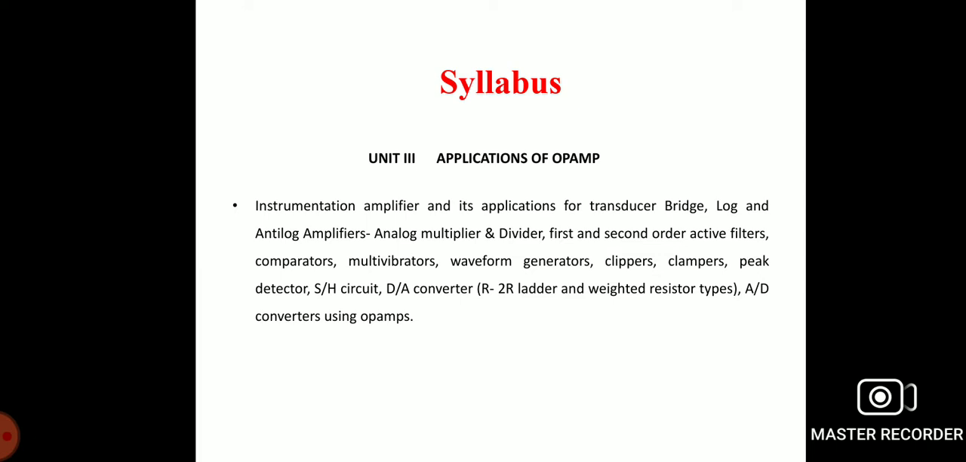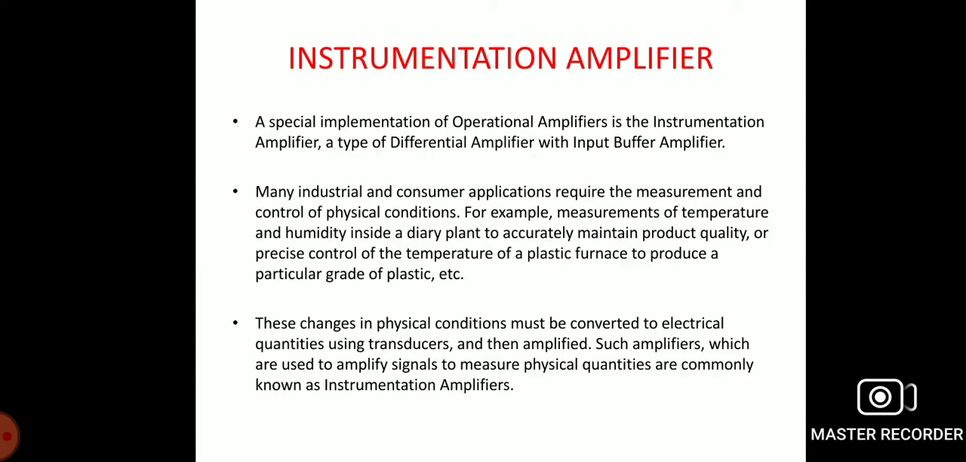Now, the first topic of instrumentation amplifier is a special implementation of operational amplifier. The instrumentation amplifier is a type of differential amplifier with input buffer amplifier. Many industrial and consumer applications require the measurement and control of physical conditions, for example, measurement of temperature and humidity inside a dairy plant to accurately maintain the product quality, or precise control of the temperature of a plastic furnace to produce a particular grade of plastic, etc.